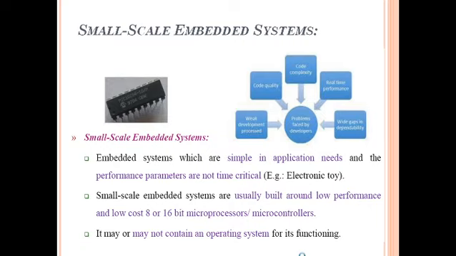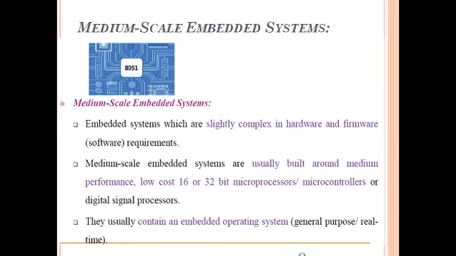Now going to the medium scale embedded systems. These systems are slightly complex in hardware and software, and medium scale embedded systems are usually built around medium performance, low cost 16 or 32-bit microprocessor or microcontroller here, or digital signal processors. So they usually contain an embedded operating system. So here in these medium scale embedded systems, we require the operating systems. And examples for medium scale embedded systems are missile guidance systems and aircraft navigation systems.